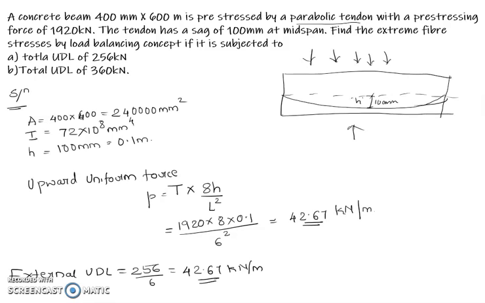Now we will see part B, that is with the UDL of 360 kilonewton. That means when the load is not balanced.